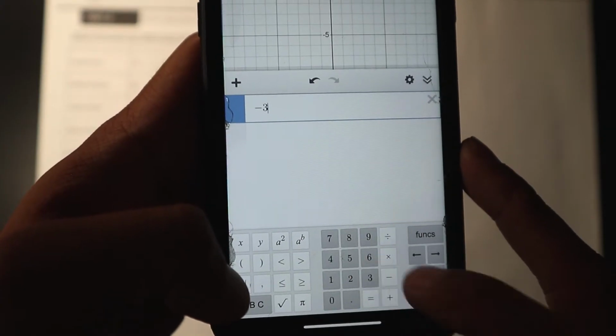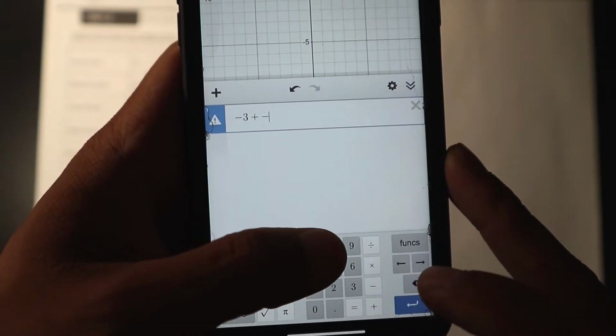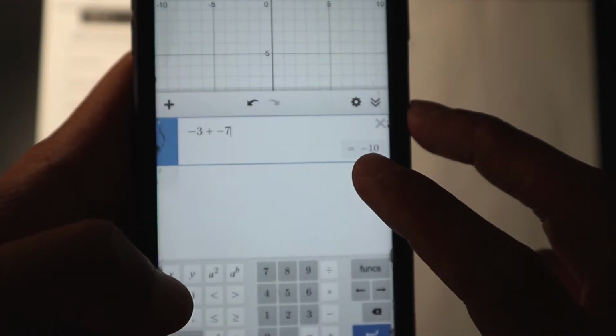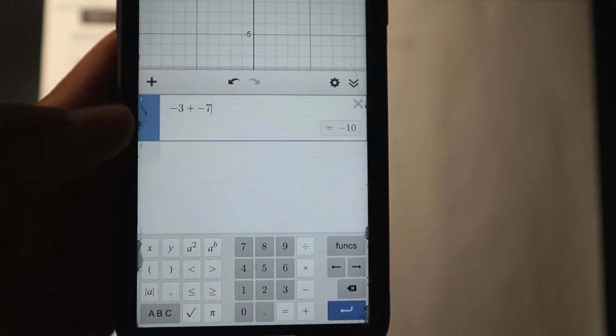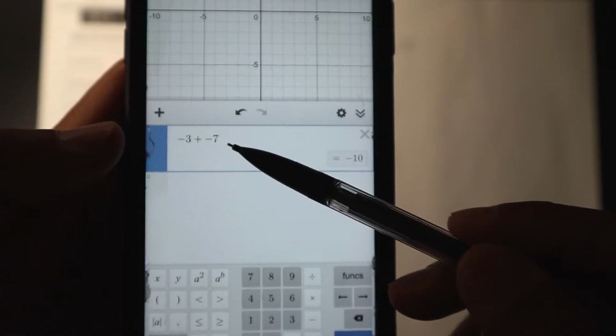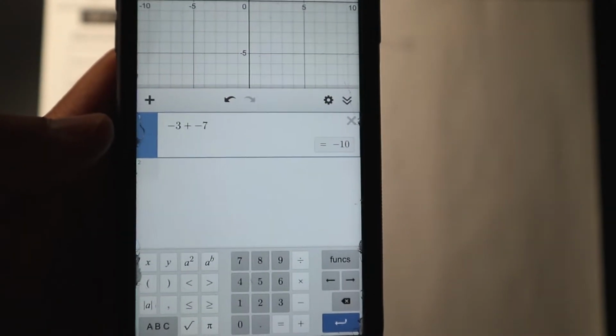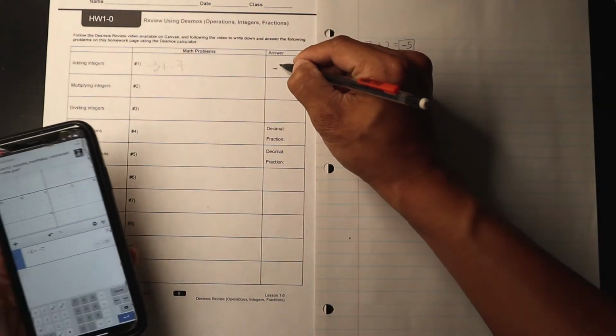So put -3 plus -7. And then the answer should pop up right there, right? So that's your answer, which is -10. If you owe someone $3 and you owe someone $7, that means you owe a total of $10. So you put negative 10 for your final answer for problem number 1.